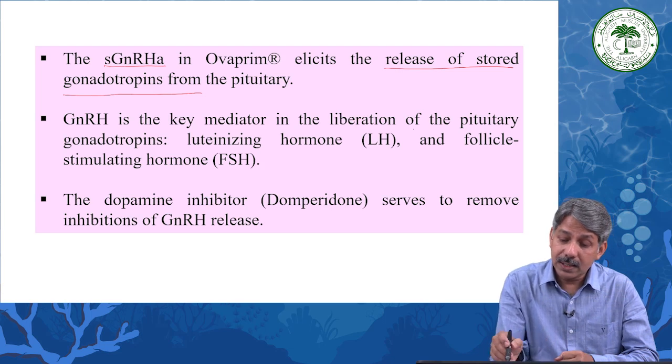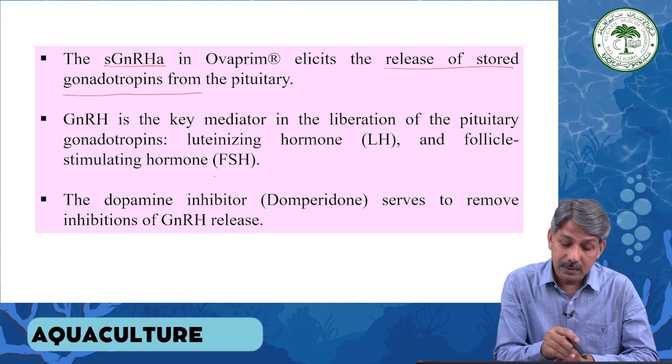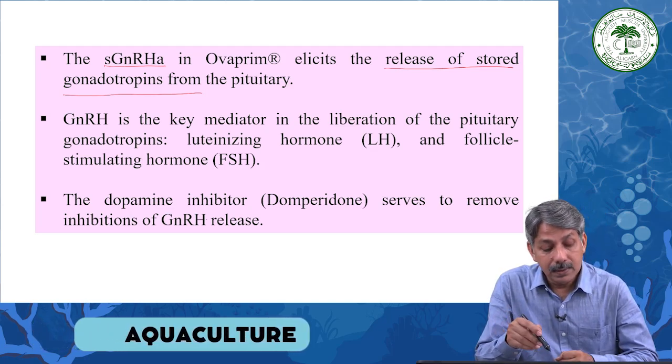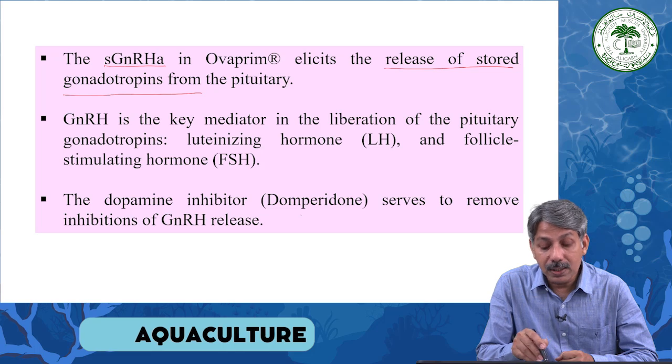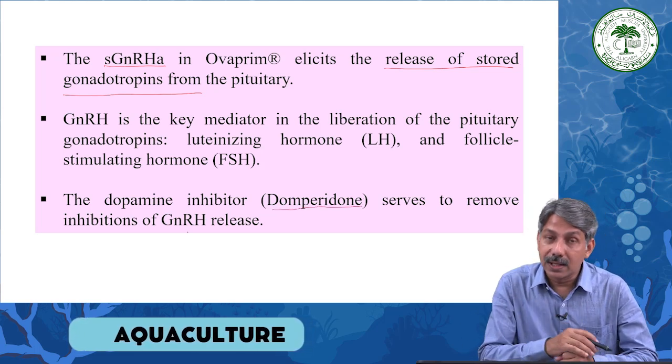GnRH is the key mediator in the liberation of the pituitary gonadotropins. We all know LH and FSH. Then, what does a dopamine inhibitor do? Dopamine antagonist, that is domperidone. It serves to remove inhibitions of GnRH release.